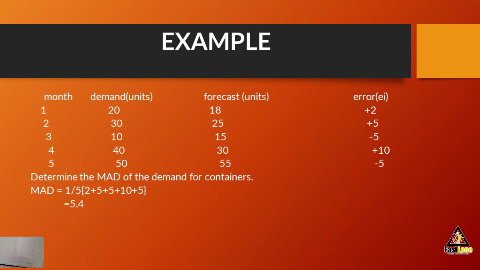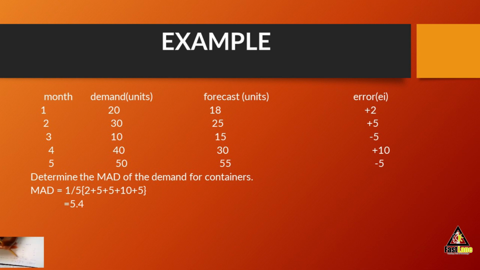From our formula, which is MAD equal to 1 over n, summation from i equal to 1 to n, modulus of e_i. Now we have n, which is the number of months, and it is 5, but we don't have our e. How do we get the e? This is the error. Now we create another column for error e. So for the first month, to get the error, we get the demand minus the forecast. So what is our error for the first month?